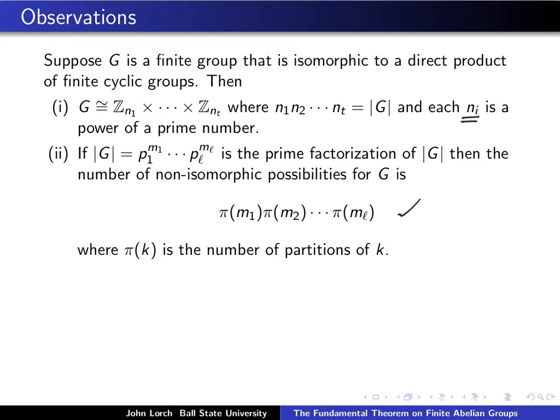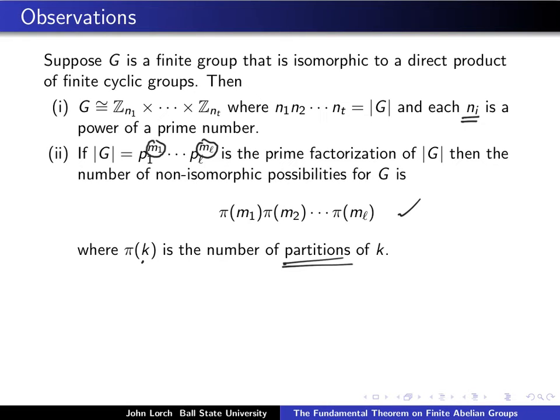Well, pi is what's called the partition function. So it's going to take a number k, and it's going to count the number of partitions of k, meaning the number of ways that you can write k as a sum of positive integers. So what we want to do is take all of these exponents, as we pointed out on the previous slide. We're going to compute the partition function for each one of those exponents, and then multiply the results. And that will give us the number of non-isomorphic possibilities for G.